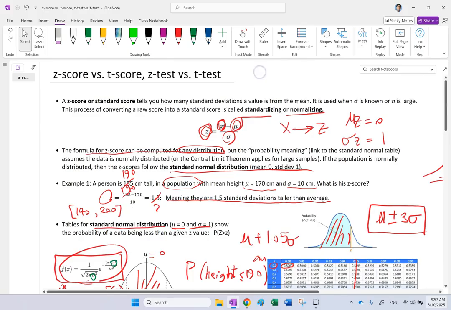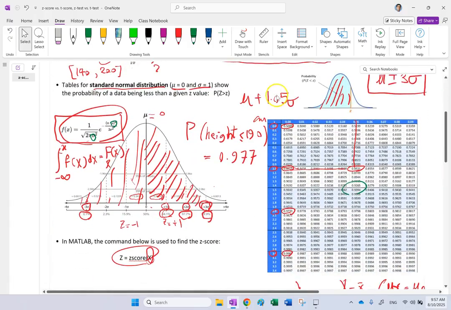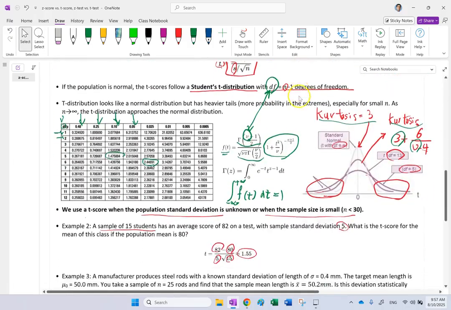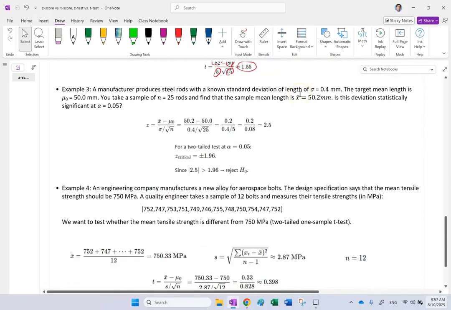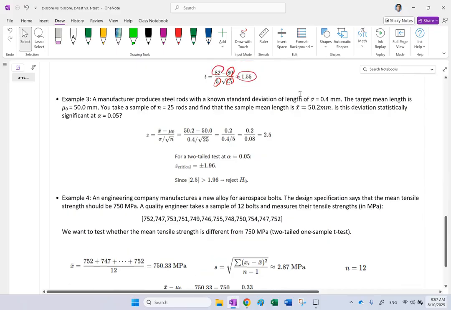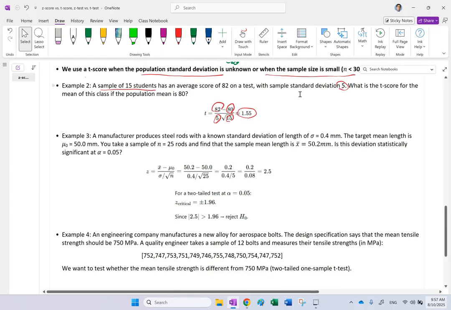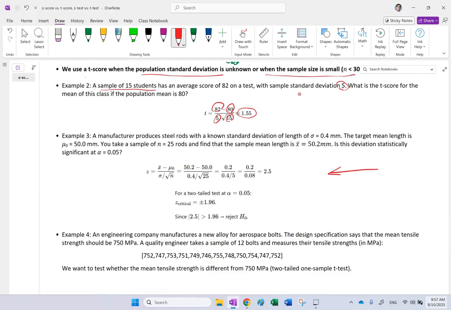Now you might say, why would you calculate a z-score or t-score? You showed us how we calculate them. What's the application? Where would you use it? This is where we have to talk about the tests. So here, first, we look at the z-test and see how we use the z-score.